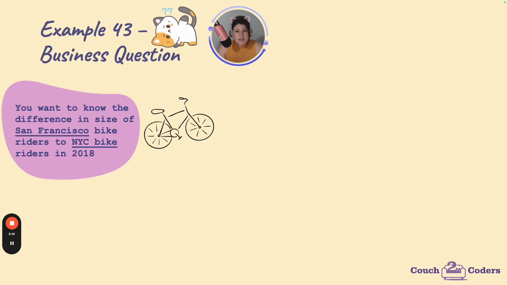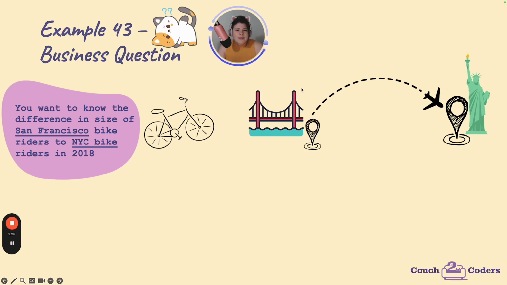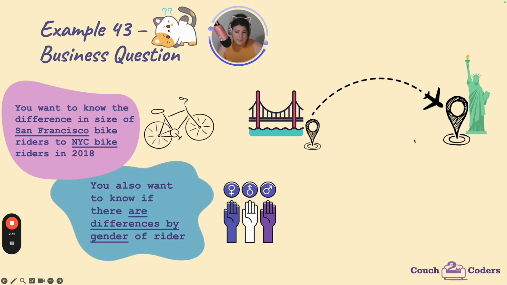So the business question that we have is you want to know the difference in the size of San Francisco bike riders to New York City bike riders in 2018. So we want to compare how many riders we had in 2018 in San Francisco, compare that over to New York City. We also want to know if there are any differences by the gender of the rider. And just to be clear, this is the self-selected gender that the riders have applied when they sign up for the city bikes.